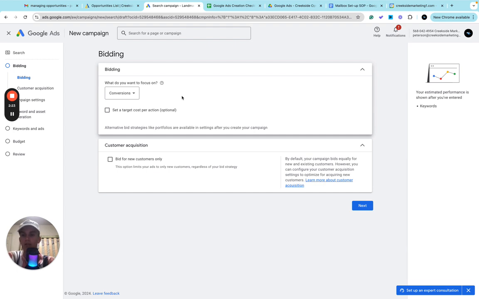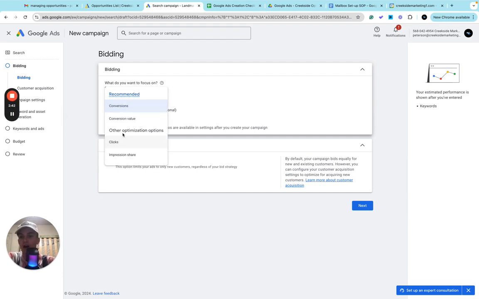This does mean that you may receive fewer conversions overall, because Google will be trying to get you the most value out of your conversions, not necessarily the most conversions. So your cost per conversion may go up as compared to just doing straight conversions. The next option that we have is clicks.